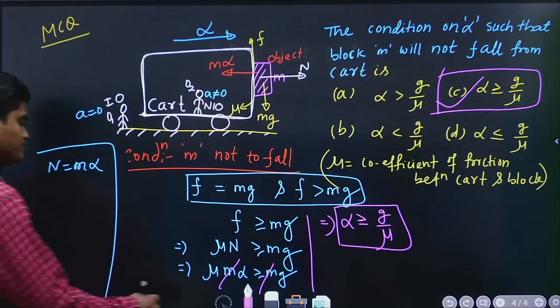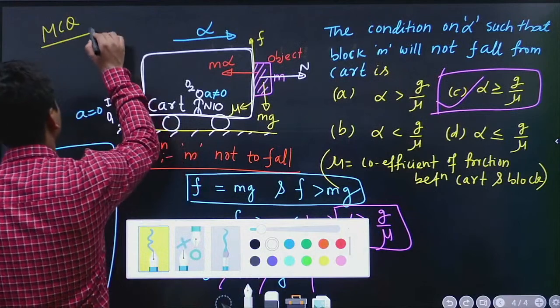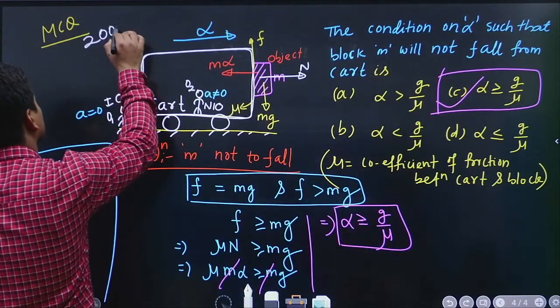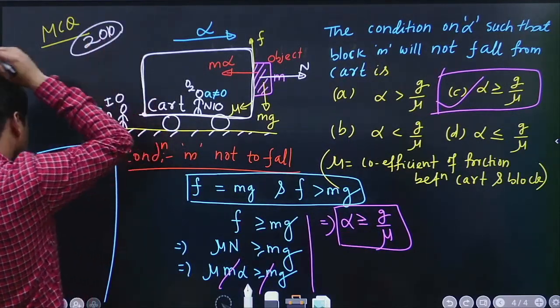Did you complete it? That is your NEET 2010, I think. Okay.